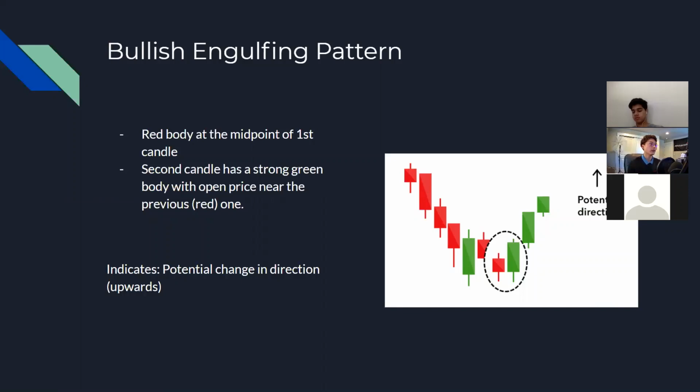In order for the bullish engulfing pattern to qualify as one, you need a red body at the midpoint for the first candle, and the second candle should be a strong green body with perhaps a closing price near the high of that time interval, but also having an opening price near the same closing price as the first body. So what does this indicate? This indicates a potential change in direction upwards. And also, as always, when you're looking at candlestick patterns, this is not always a 100% indication that there will be a change in direction.